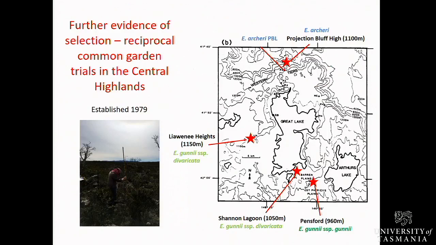And further evidence of divergent selection shaping the patterns that we see comes from these reciprocal common garden trials that were set up in the Central Highlands by Brad during his PhD. So they're 40-year-old common gardens. They do have pretty small sample size, so we do need to take these results with a grain of salt. But they're still really impressive because they've been growing for such a long time. And so there are 4 gardens indicated by the stars here, and the local genetic material at each of those sites is indicated in the colour, and so all 5 of those provenances are grown at each of these 4 common environments.